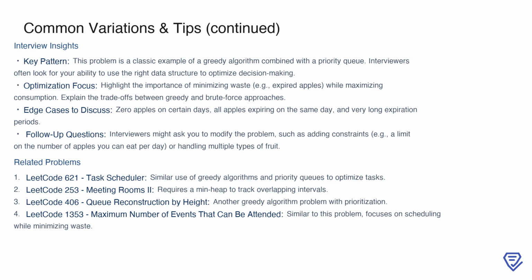It's also important to discuss edge cases, like days with 0 apples, situations where all apples expire on the same day, or scenarios involving very long expiration periods. Additionally, interviewers might challenge you with follow-up questions, such as introducing constraints like a daily limit on the number of apples you can eat or handling multiple types of fruit. You can also connect this problem to other related ones, such as task scheduler, meeting rooms 2, queue reconstruction by height, or maximum number of events that can be attended. All of these problems share similar concepts of using greedy algorithms and priority queues to optimize outcomes.